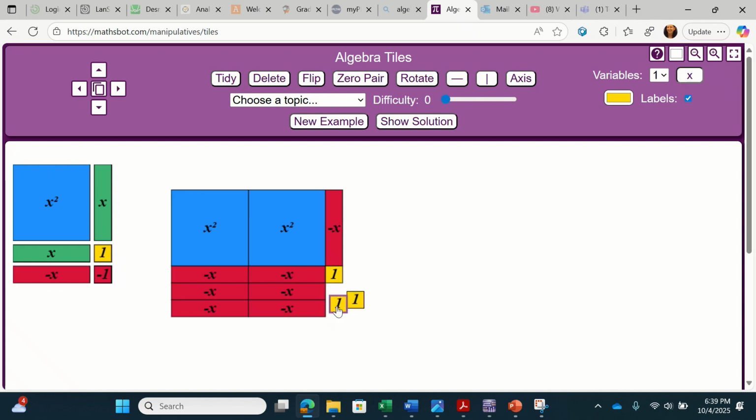Where as soon as I click on it, it just will not let me place it. So there we go, I can do it that way. It's the only way it will let me do it. All right, now, how does this work in terms of the area model?